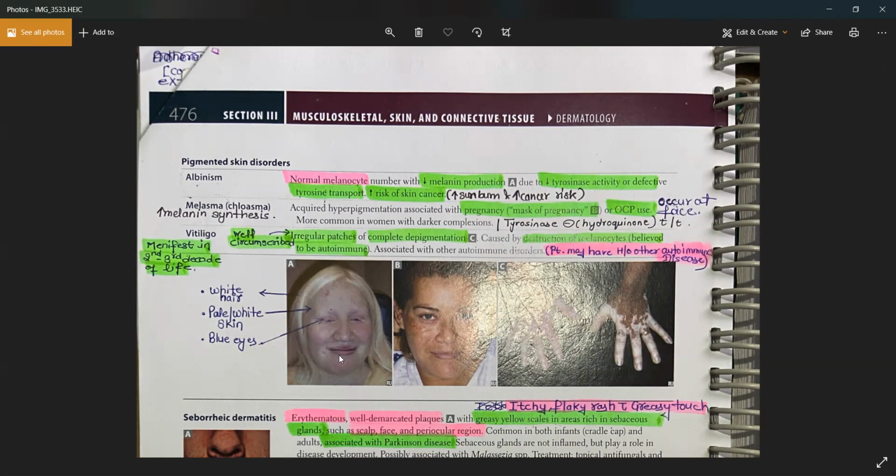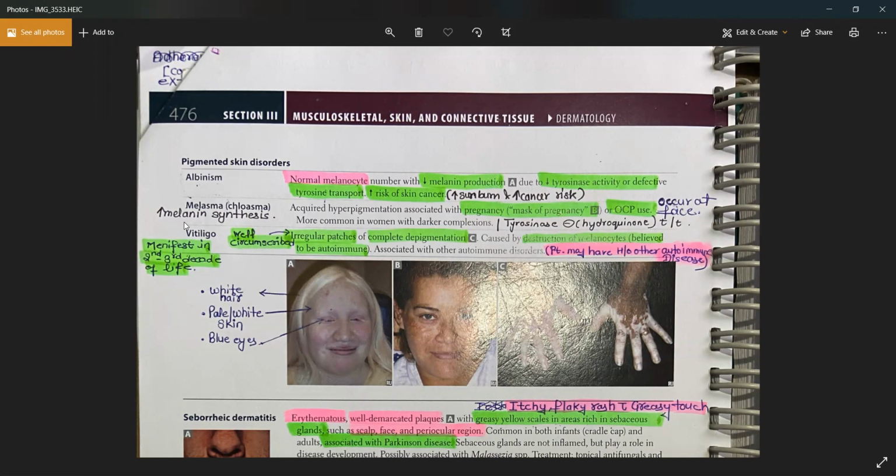Patients will have blonde hair, blue eyes, and white or very pale skin. Because melanin is not there, the skin is very prone to cancer. They have a very high risk of skin cancer, and that's why they need to avoid unnecessary exposure to sunlight. Very important.